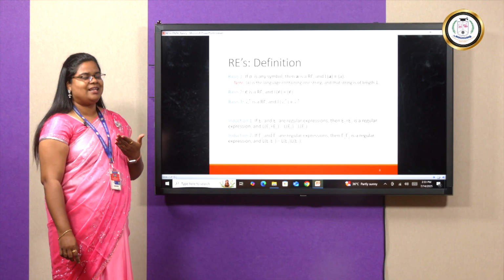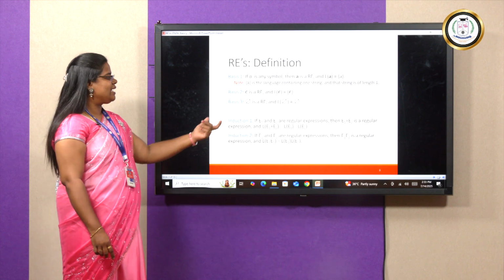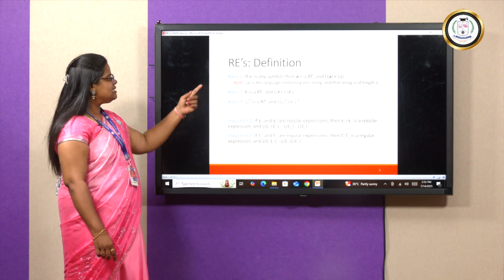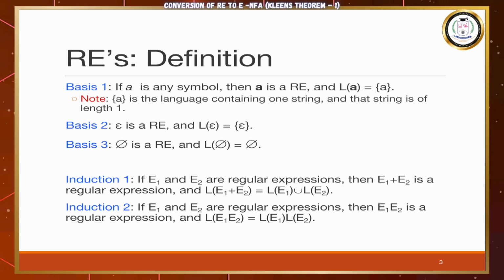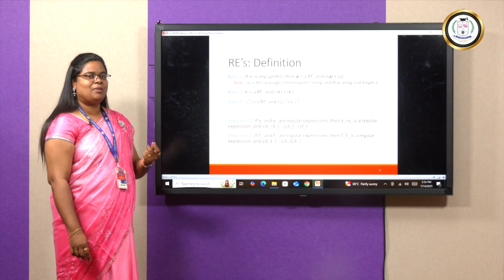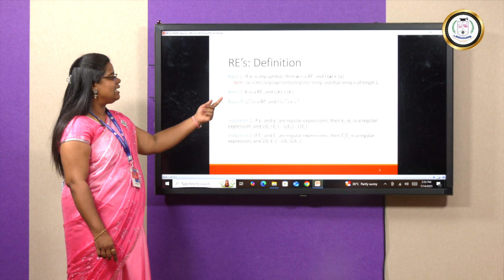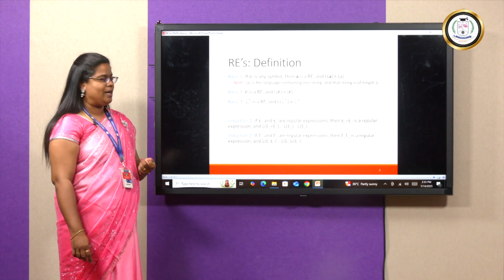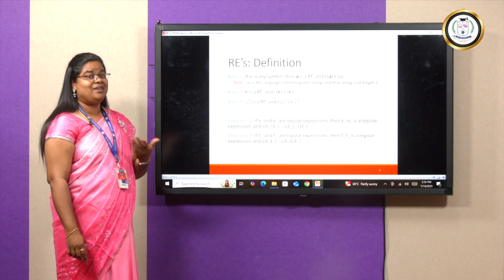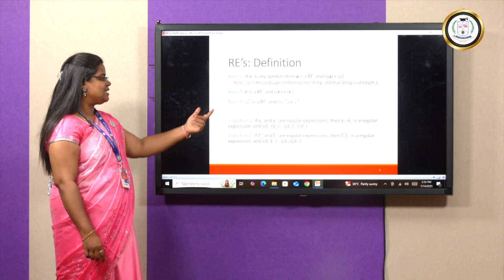If it does not have any transition at all, then we can give null. So RE is equal to A if we are having a single transition. If we are not having any transition but we are pulling with an epsilon transition, we can represent this as L of E is equal to epsilon, and if we are not having any transition, then we can represent this as null.